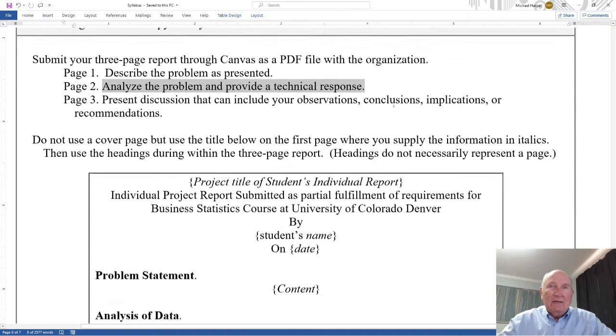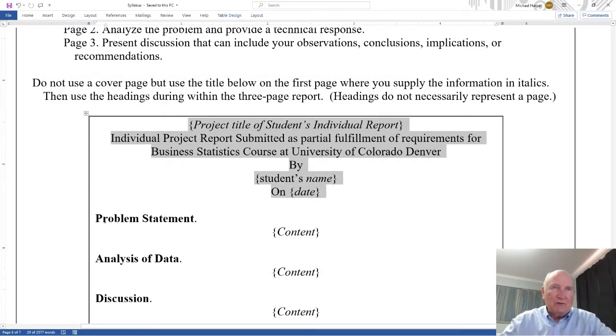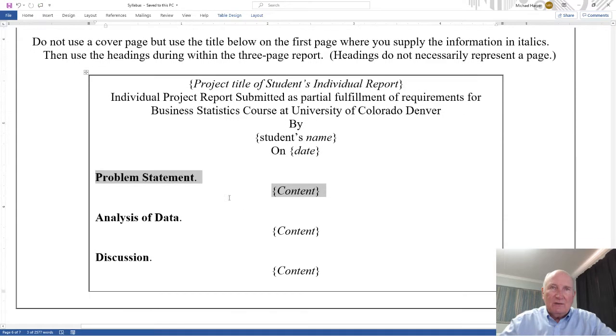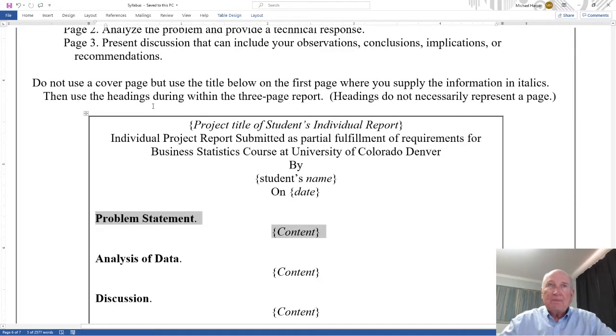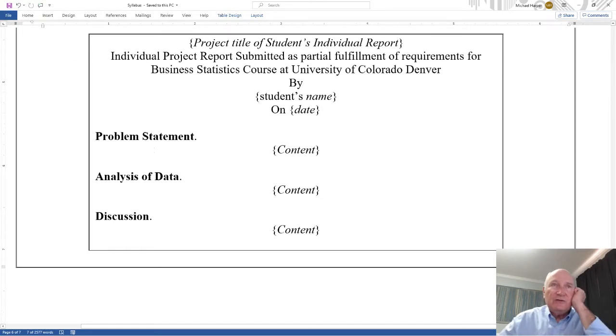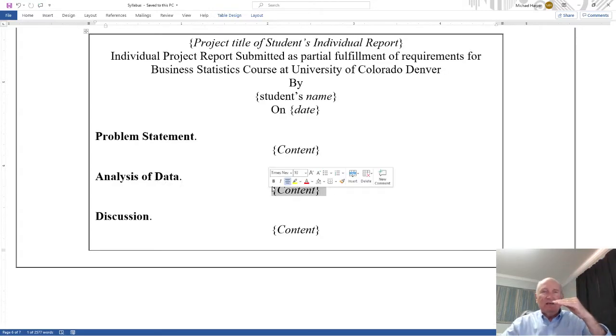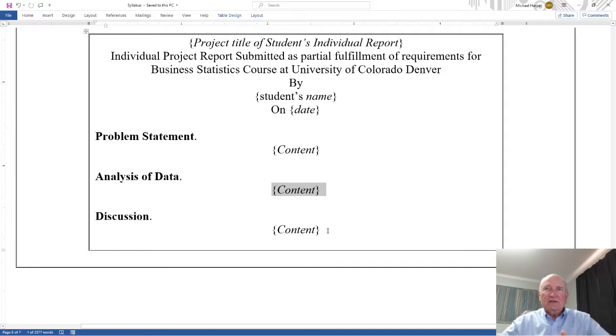Now, do not use a cover page, but use the title below on the first page. Title meaning like these lines here, and then boom, go right into the problem statement and use these titles. Then use the headings during the 3-page report. In other words, you have this heading, problem statement, and content. Right after that, you have analysis of data, and you go right into the content of the analysis. If you go into discussion, go right into the content.